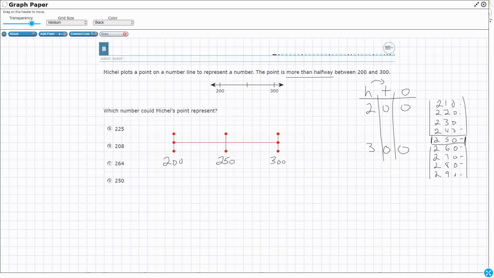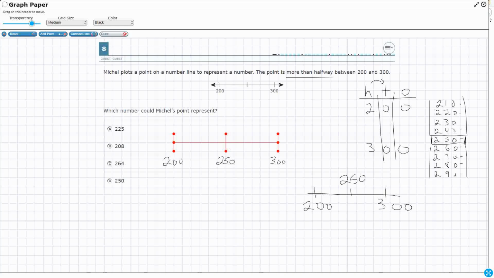Another way to think about this, if we take the zeros off of everything, we turn it from 20 to 30, right? What's halfway between 20 and 30? Well, hopefully we're thinking 25. So if we think that 25, that's the same thing as what we did. We just add a 0 to everything, multiply it by 10. All right, so 250 is our halfway point.